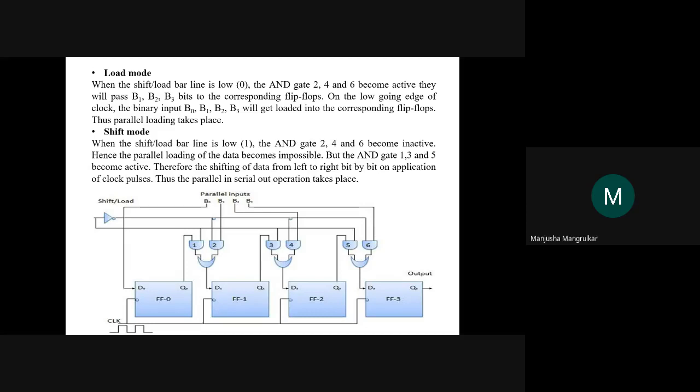So when it is parallel in serial out, there is one mode, that is the shift and load mode. When it is 0, it is in the load mode. When it is 1, it is in the shift mode, right? When it is taking data in, that mode is 0, which is called the load mode. When data is taken serially out, that mode is the shift mode, that is 1, right?